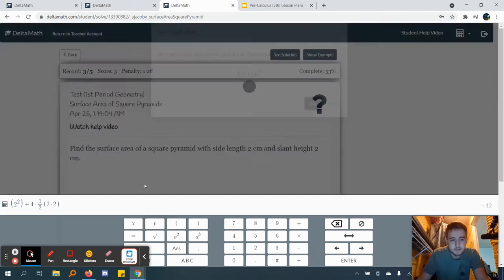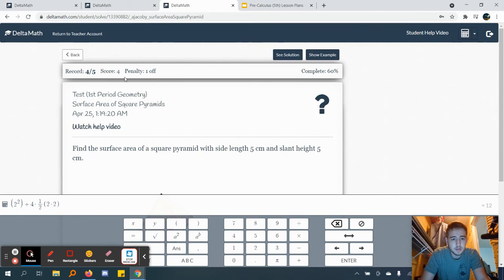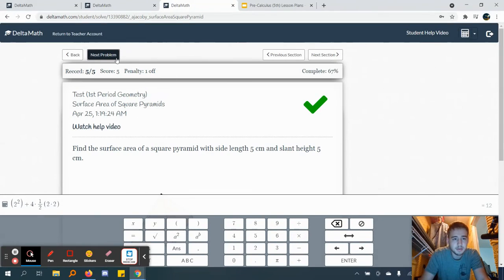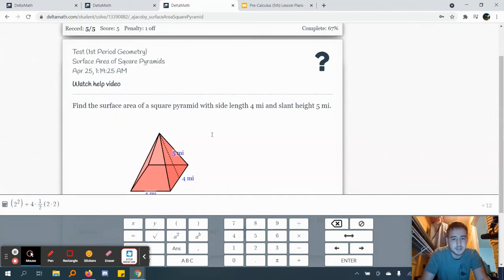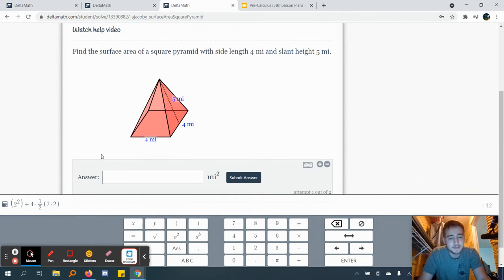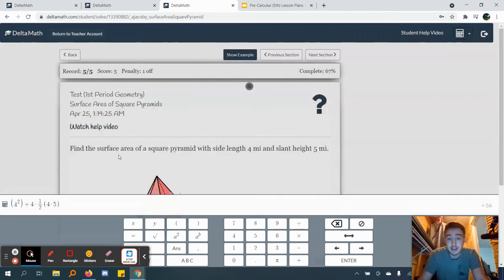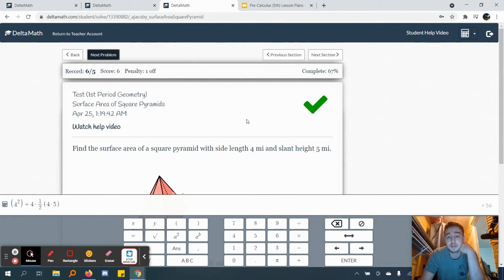Same thing. I'm going to try to find you one that's better. So we're going to have 4 squared because it is going to be the side length of the base. And then you got 4 triangles with base 4 and height 5. Put that answer in. We're already done with the surface area of these square pyramids.